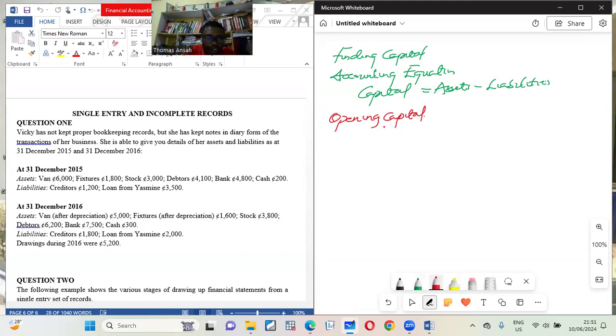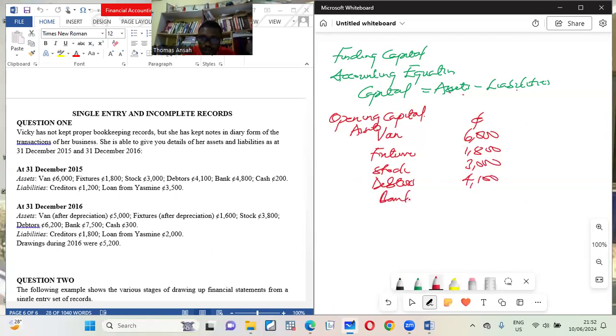And in this question, what are my assets? I have a van, so you do the assets. I have a van, that is how much? A van is 6,000. I have fixtures. So what we are doing is just this. Fixtures of 1,008. I have stock, which is 3,000. Debtors. So know your assets from the very first accounting lecture video. All right. I listed some of the assets there. Debtors, we have 4,100. Then we have bank, that is 4,800. Then we have cash, 200. So these are all my assets.